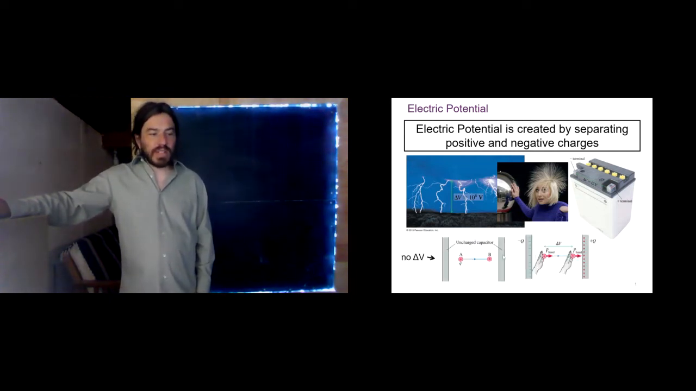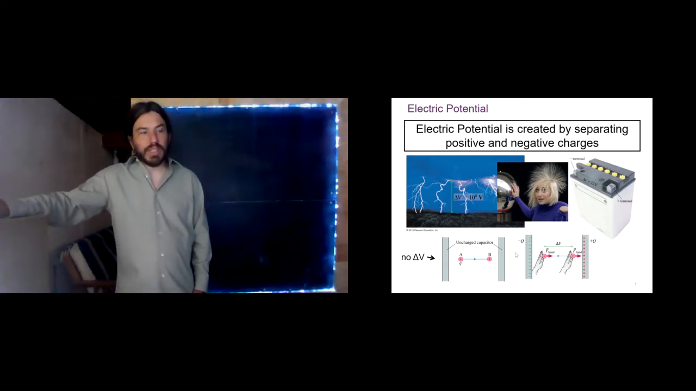Another place that we've seen potential created is in a capacitor, right? And so a capacitor separates charge. We get one side charged up positively, one side charged up negatively, which creates that potential difference. Of course, with no separation of charge, we have no potential difference.